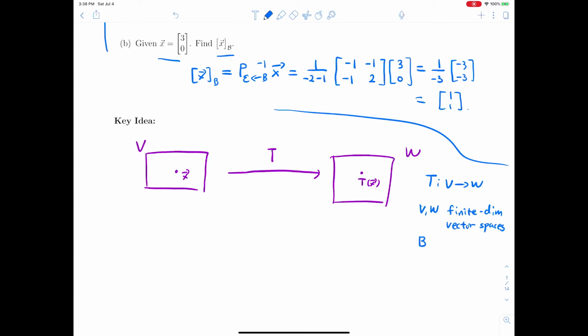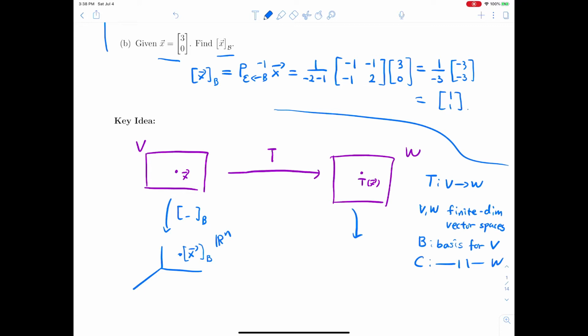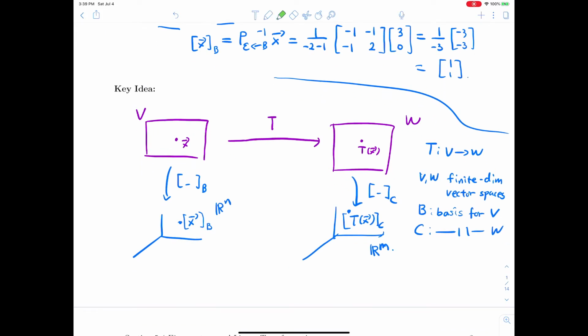Let's say B is a basis for V and C is a basis for W. Then you can certainly take the B coordinate of x, which gives you a coordinate vector, [x] sub B, that sits inside R^n. At the same time, you can take the C coordinate of T of x, which gives you [T(x)] sub C that sits inside R^m. So what we want to do is go from here to there. Basically, you want to do the linear transformation and the change of basis simultaneously. So how do we do that?